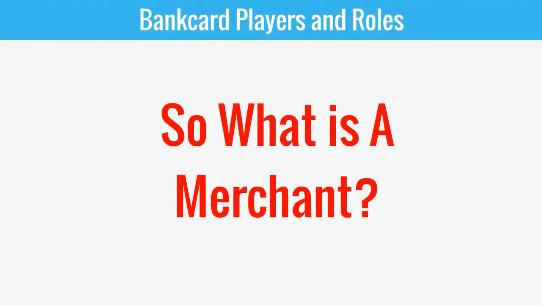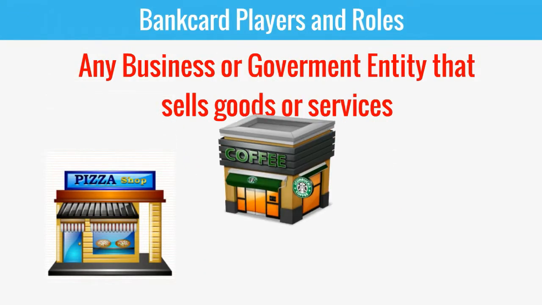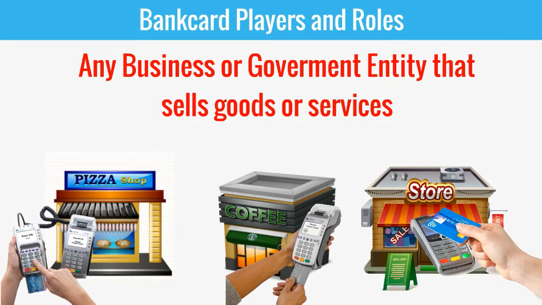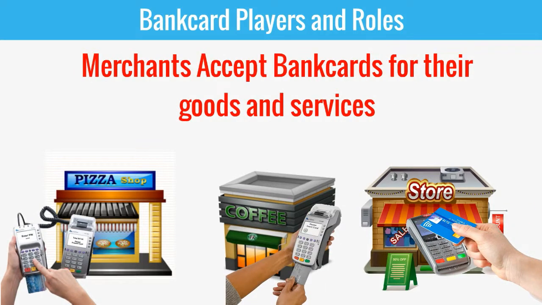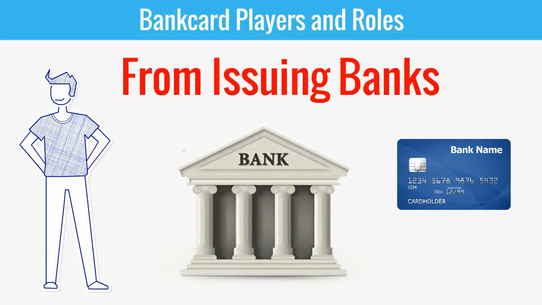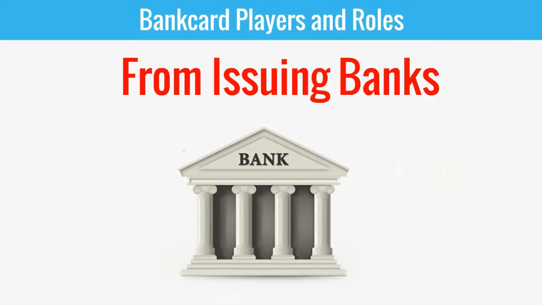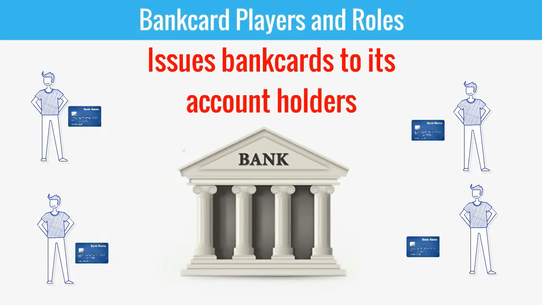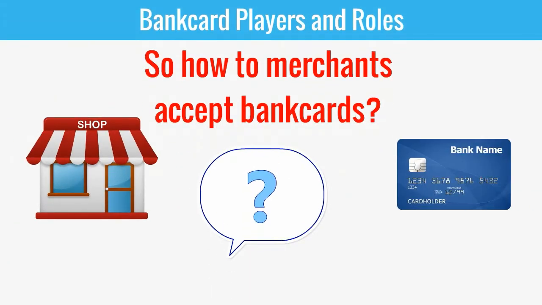So what is a merchant? A merchant is any business or government entity that sells goods or services and accepts bank cards for these goods or services. So where do bank card holders get their bank cards? From issuing banks. An issuing bank is any bank, credit union, or other financial institution that issues bank cards to its account holders.